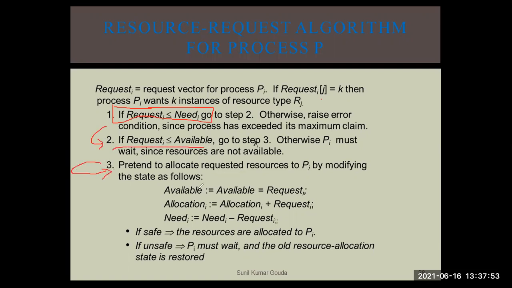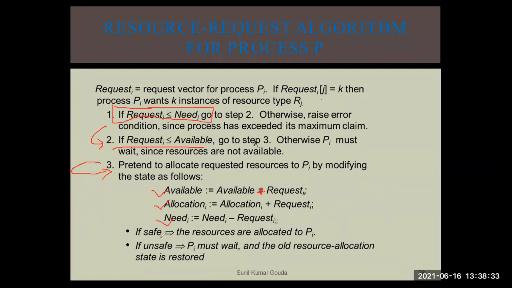Now we will calculate the new matrices. New available will be available plus request. Allocation will be allocation plus request. Need will be actual need minus request. Then we update these data structures and run the banker's algorithm to check whether the system is in a safe state or unsafe state.